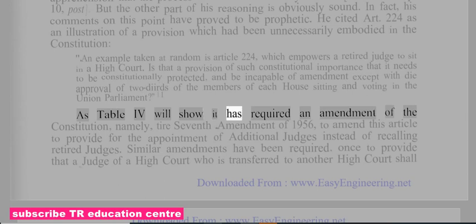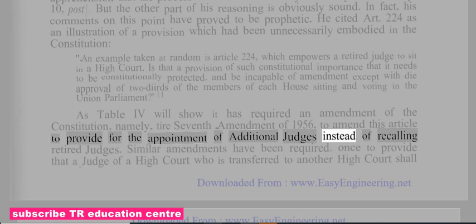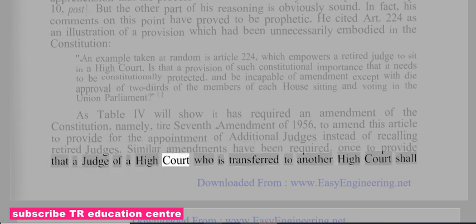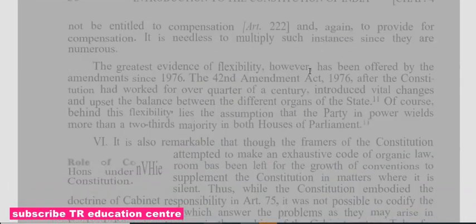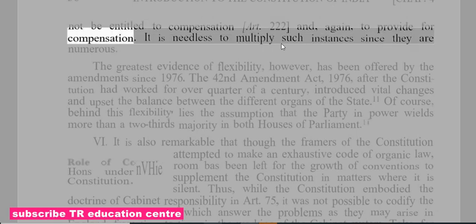As Table 4 will show, it has required an amendment of the Constitution, namely, the 7th Amendment of 1956, to amend this article to provide for the appointment of additional judges instead of recalling retired judges. Similar amendments have been required, once to provide that a judge of a high court who is transferred to another high court shall not be entitled to compensation, Art. 222, and, again, to provide for compensation. It is needless to multiply such instances since they are numerous.